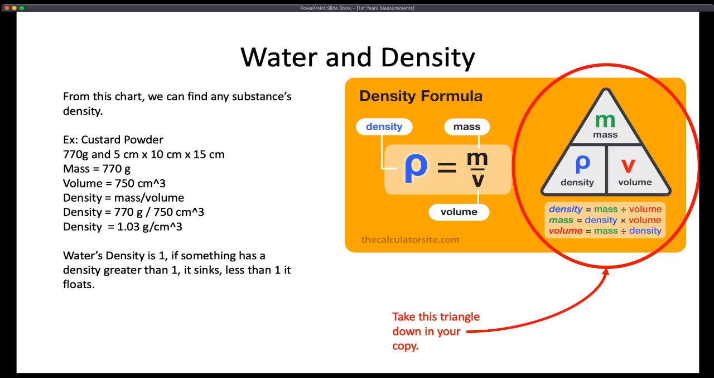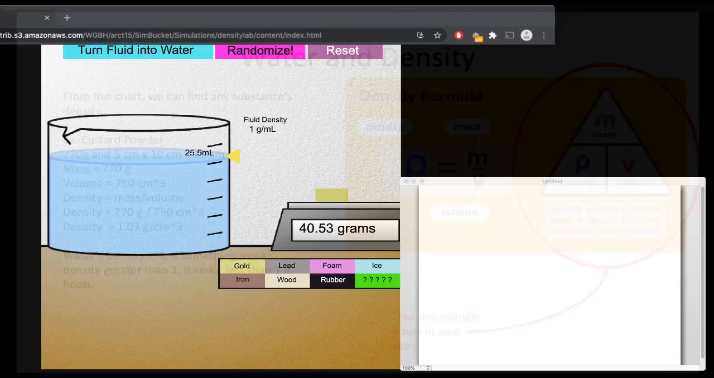And so what we're going to do today is I am going to put up on Google Classroom a website for you guys to go to, and it's a simulation. And it looks like this. I'll bring it up now.